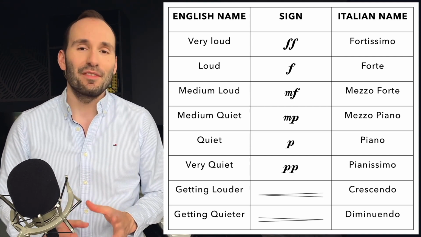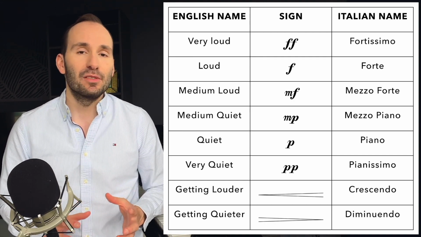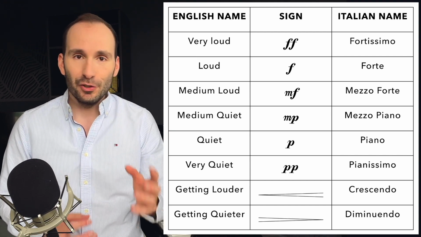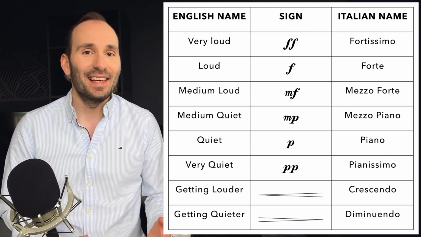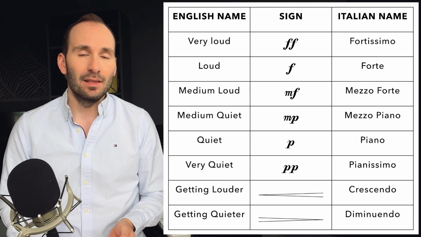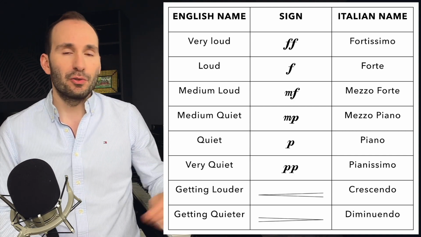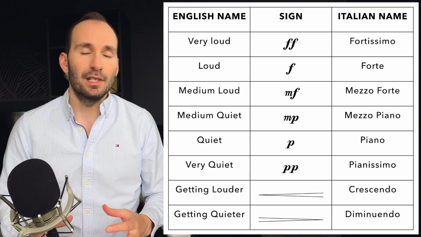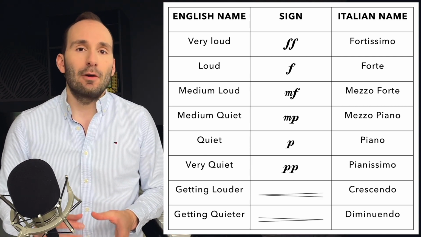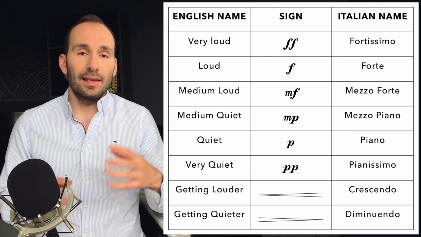The most important thing to note about these dynamic signs is that they are not absolute values. What does that mean? It means that if you see P, you don't know actually how quiet P is. So it doesn't mean 50 decibels, it doesn't mean like number 3 on your amplifier or on your digital piano. P is just a relative term, and so is F and MF. So on its own, we don't really know how loud loud is, and we don't really know how quiet quiet is.